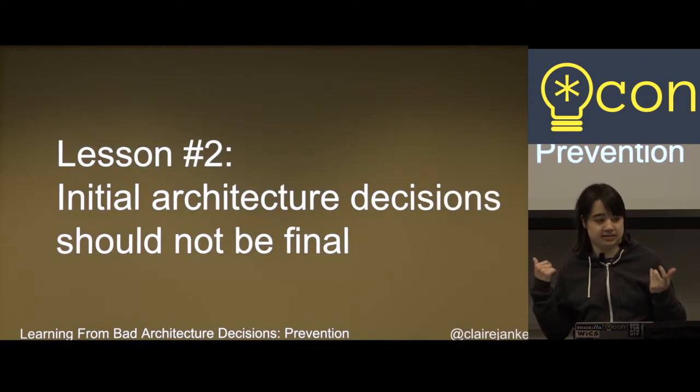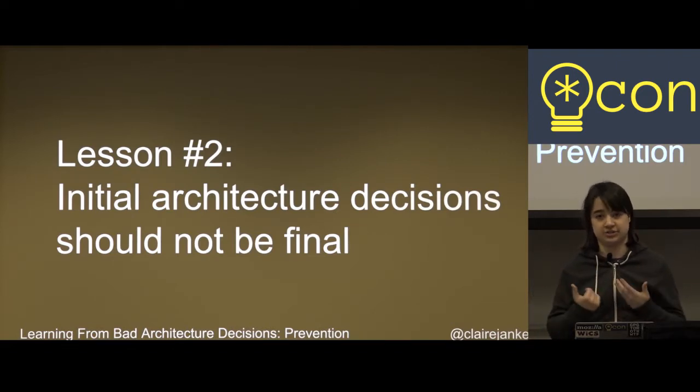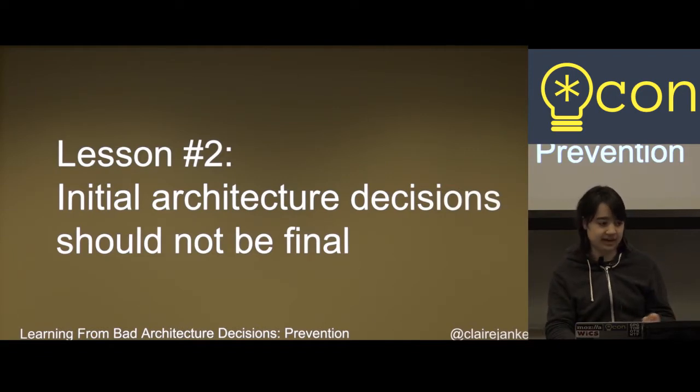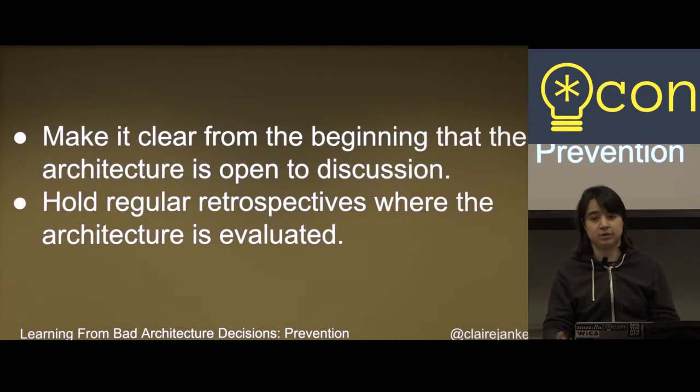From this, I think the takeaway should be that initial architecture decisions should not be final, which seems kind of obvious, but there are ways to enforce that and remind yourself. First of all, you can make it clear from the beginning that the architecture is open to discussion, even in tickets and descriptions of the task. You can say, okay, we're planning on using Elasticsearch, but we'll keep an eye out if there are any issues.